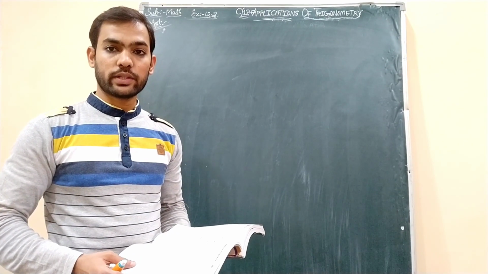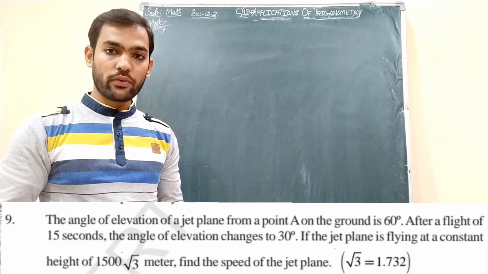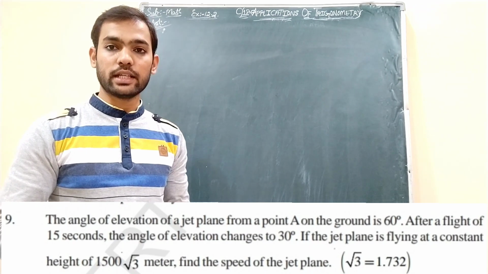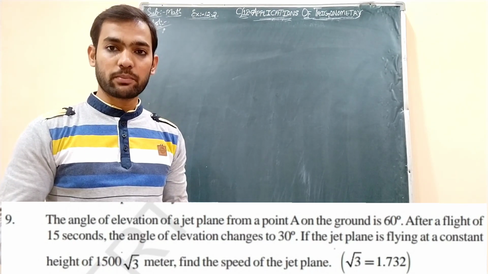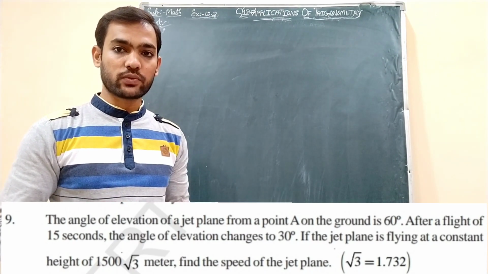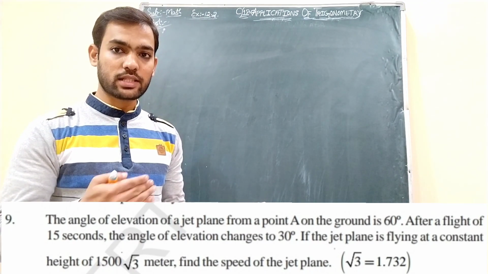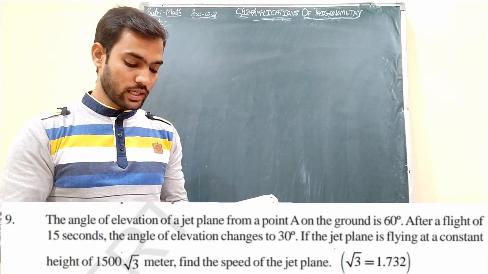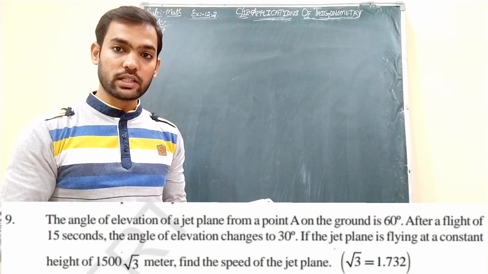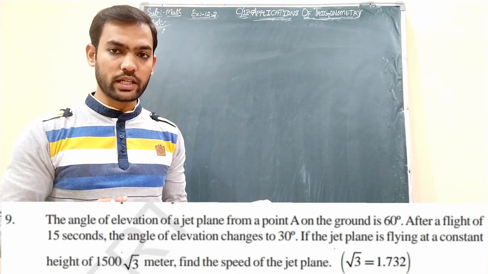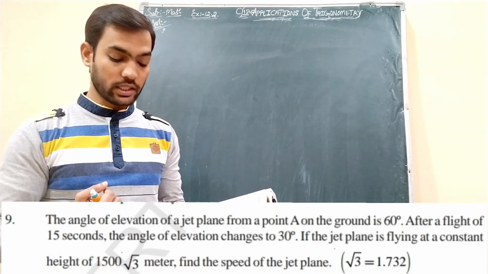See question number 9, students. The angle of elevation of a jet plane from a point A on the ground is 60 degrees. A jet plane is observed from a point on the ground and the angle of elevation is found to be 60 degrees. After a flight of 15 seconds, which means the jet plane travelled for 15 seconds, the angle of elevation changes to 30 degrees. From that point only, when the jet plane is observed after a flight of 15 seconds, it has changed to 30 degrees.